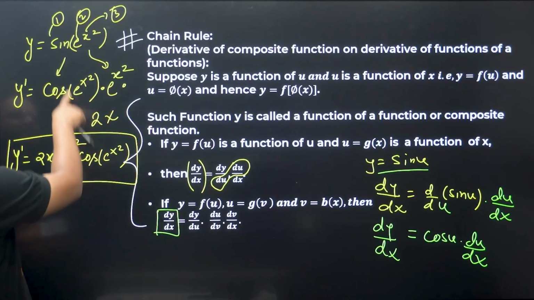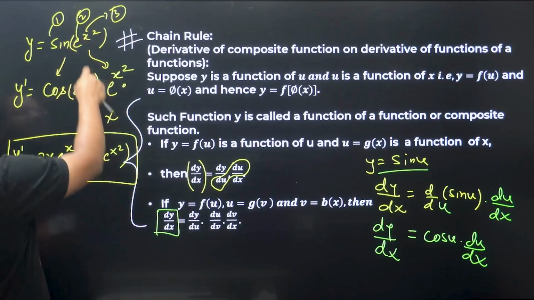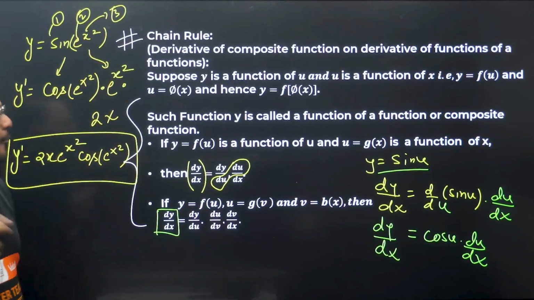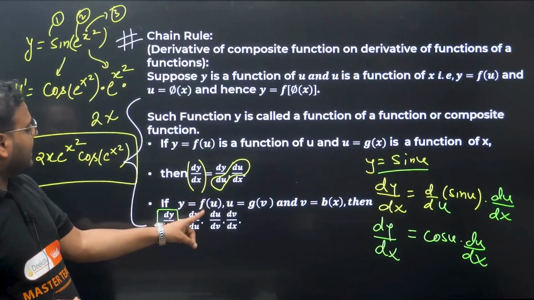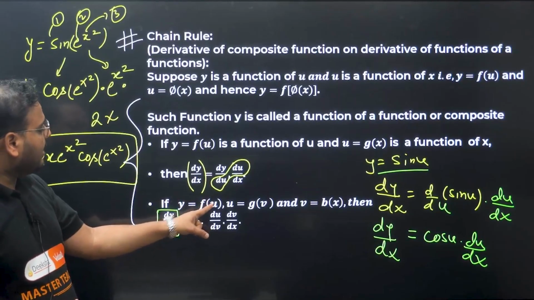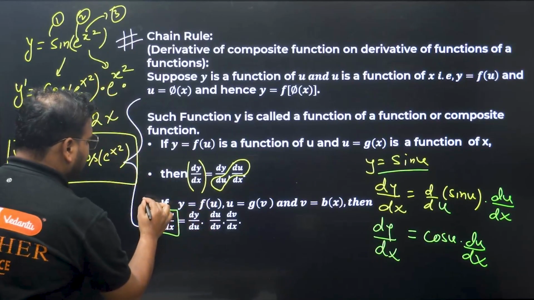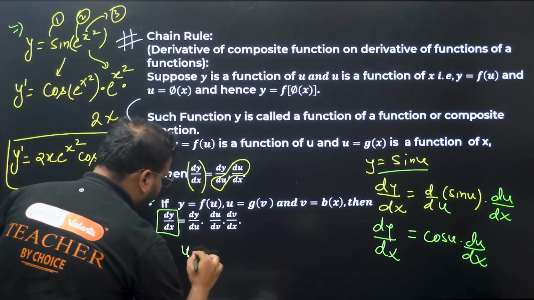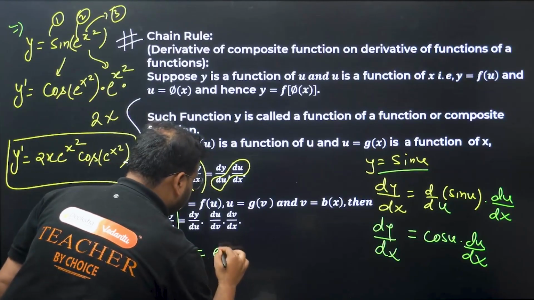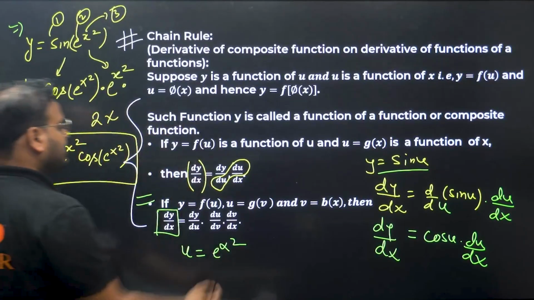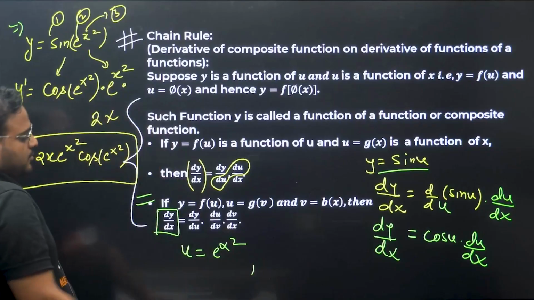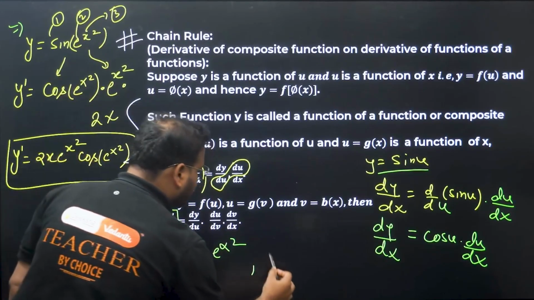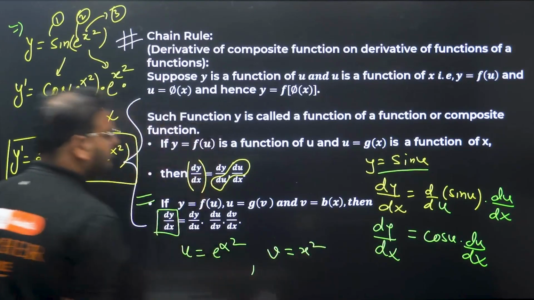We have done it over here, right? Sine derivative with e power x square, e power x square derivative with x square, and x square derivative with x. Getting my point? Basically, y equals sine u, where the value of u, if I compare this with this, is e power x square. This is the value of u. What's the value of v? The v value is x square.